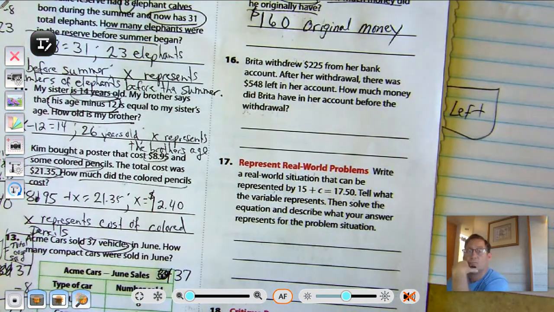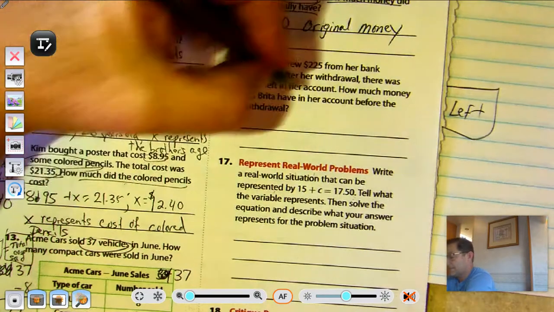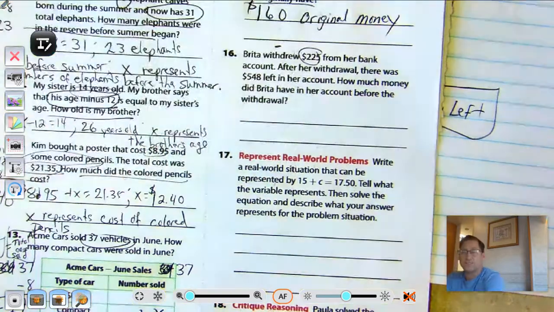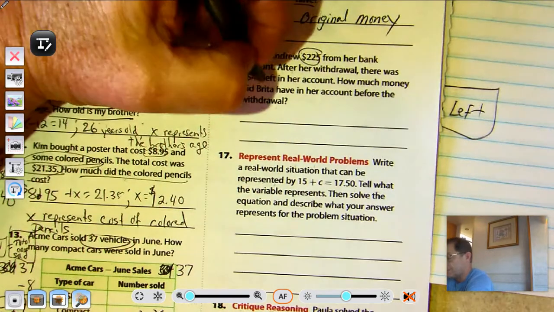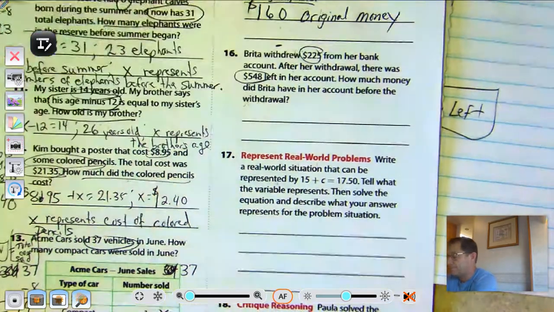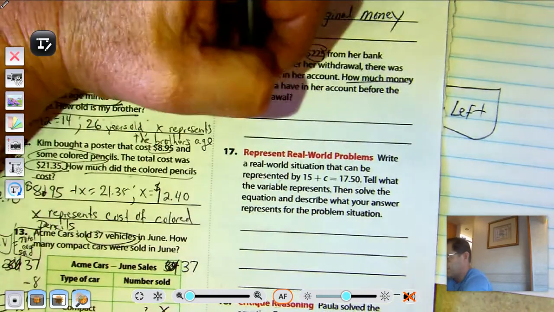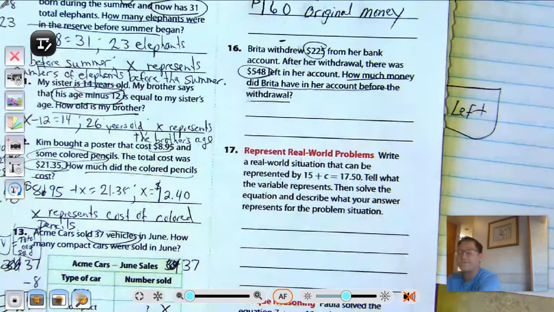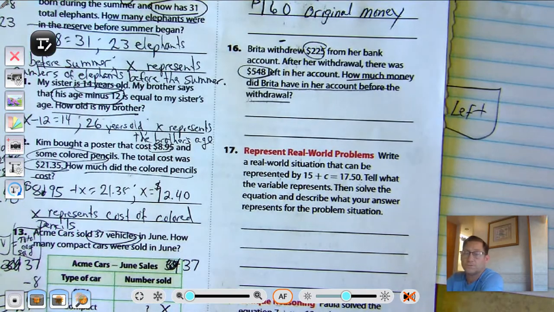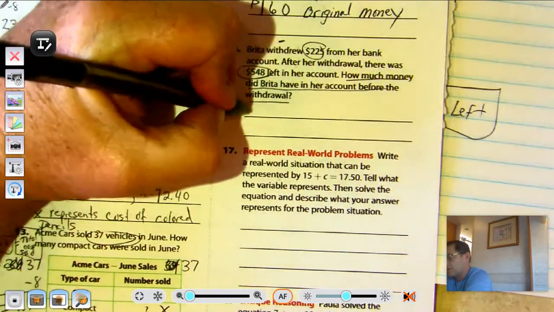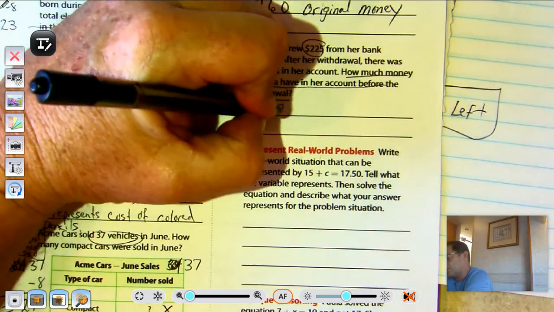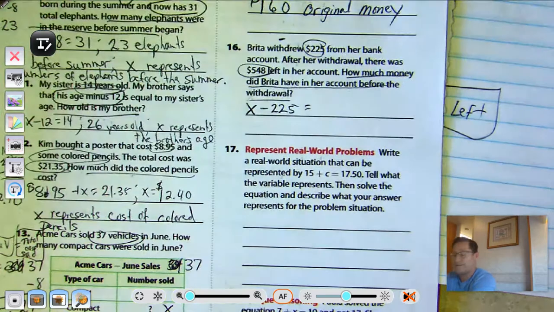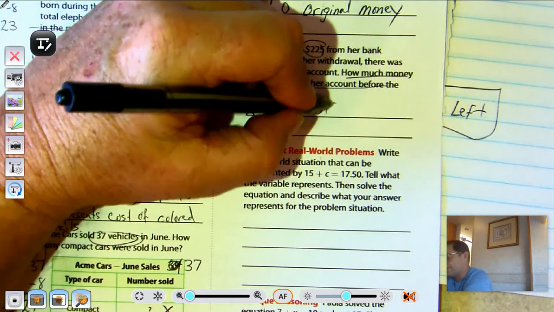All right, 16. Brita withdrew. That means minus. That means she took it away, right? After her withdrawal, there was $548 left in her account. How much money did Brita have in her account before the withdrawal? Okay, so we don't know the amount before the withdrawal. She then goes in and takes away $225, leaving her $548.